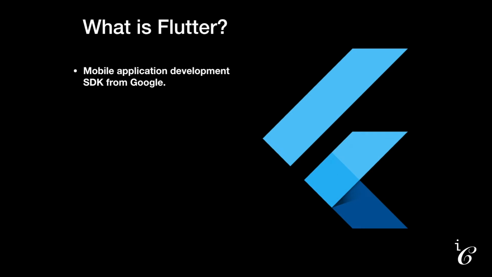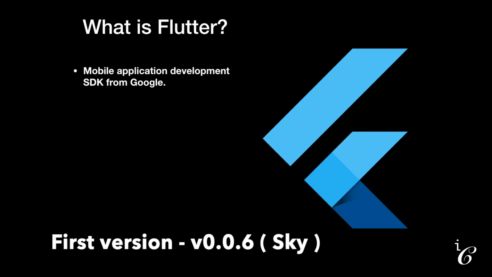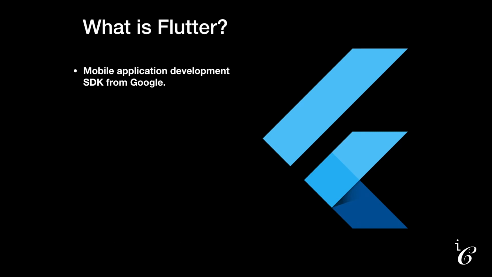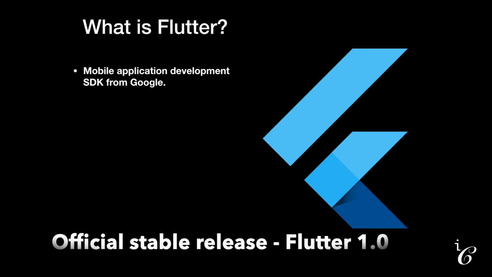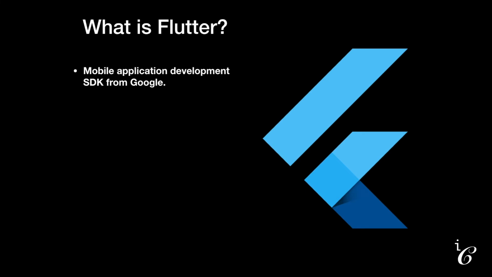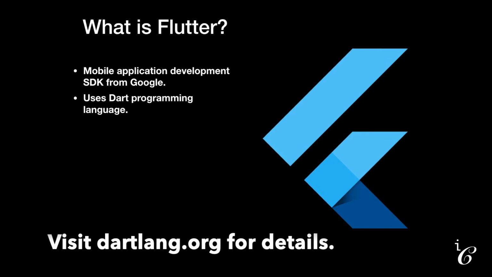What is Flutter? Flutter is an open source mobile application SDK created by Google which support Android and iOS platforms. The first official alpha version, v0.0.6, codenamed Sky, was released on May 2017. The latest official release is Flutter 1.0 and is also the stable version available at the time this code is prepared. Flutter applications are written in Dart programming language.